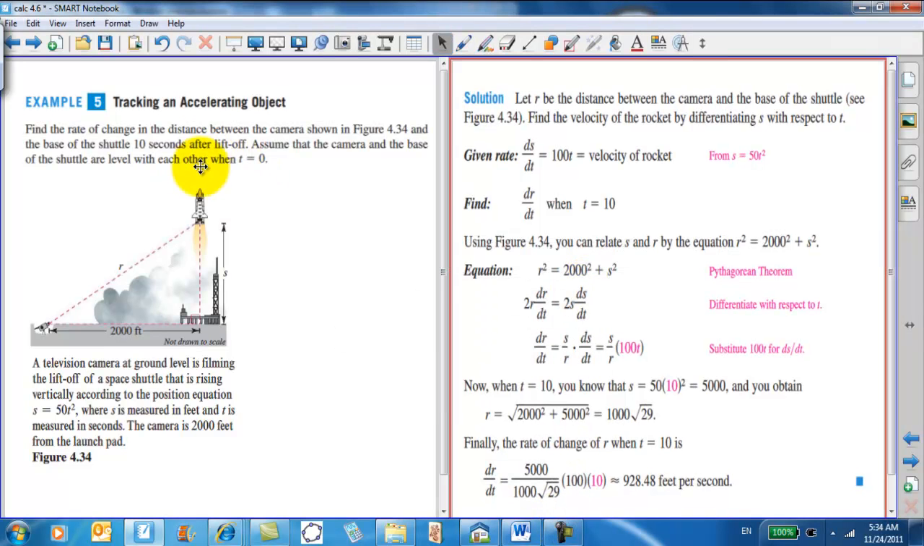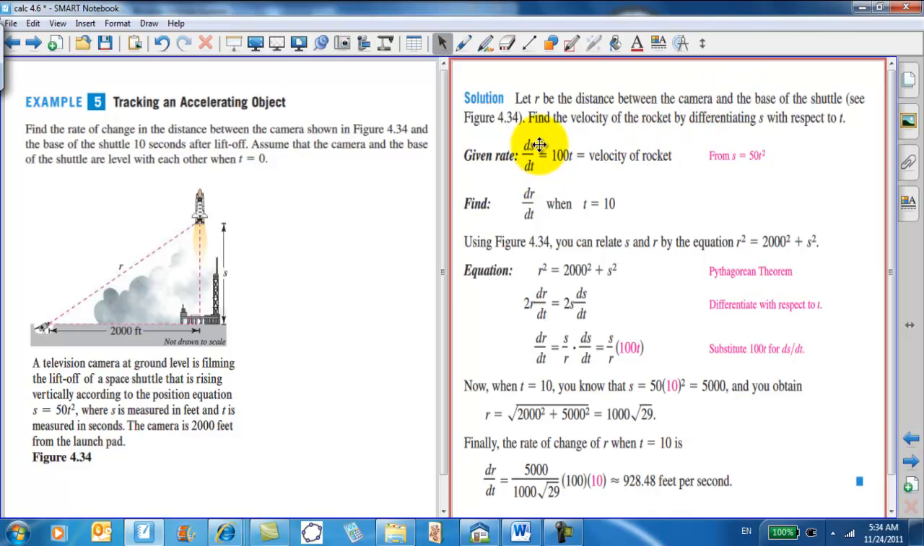Okay, find the rate of change in the distance between the camera shown down here and the base of the shuttle up here 10 seconds after liftoff. Assume that the camera and the base of the shuttle are level with each other at time equals 0. Now, the shuttle's rising with this position equation, s equals 50t squared, which is handy that they gave it to us, where s is measured in feet and t is measured in seconds. The camera is 2,000 feet from the launch pad. So we've got another right triangle again.